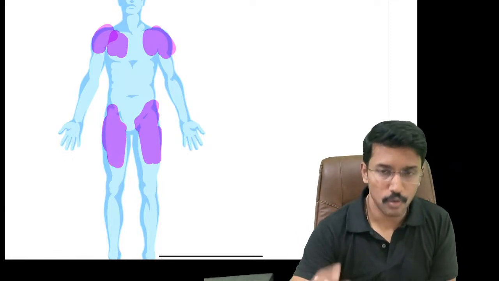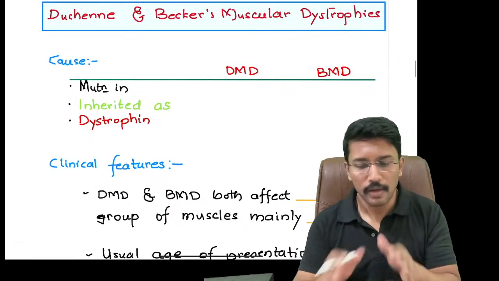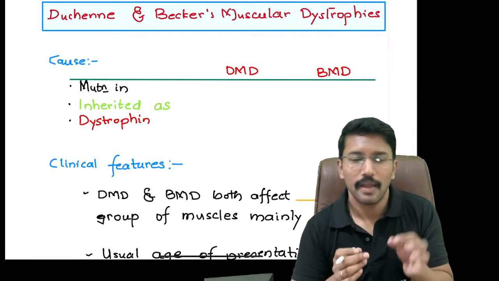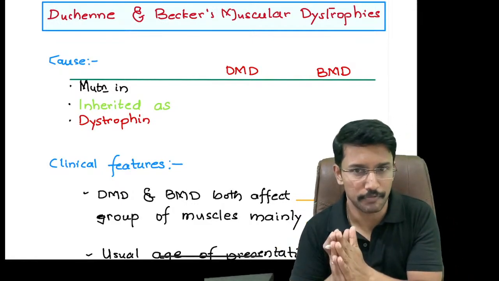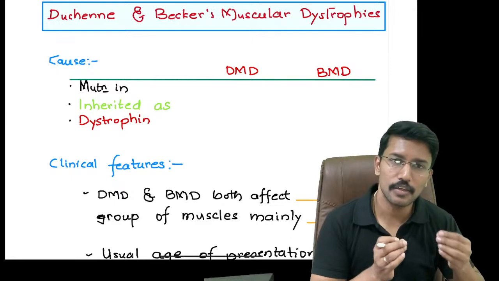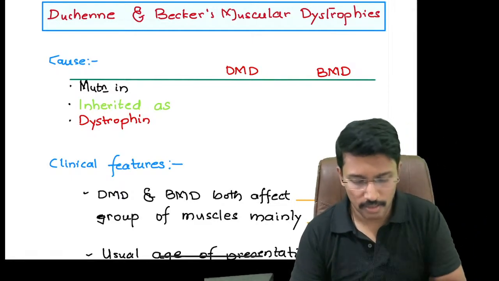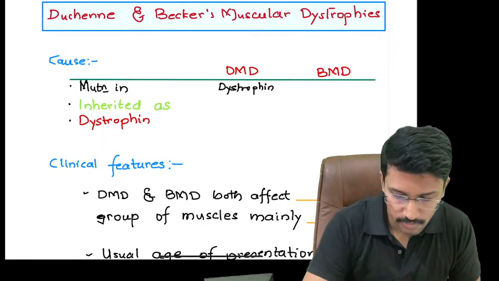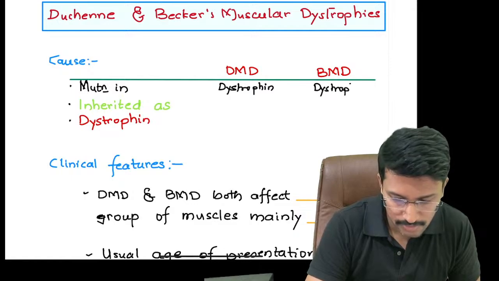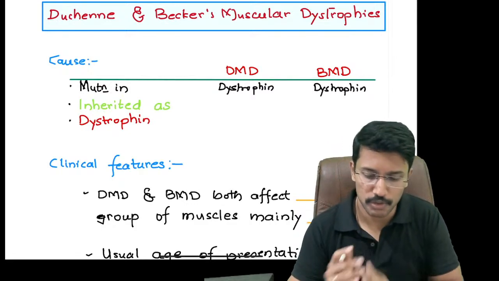So today we will study two important muscular dystrophies. One is Duchenne muscular dystrophy and the second one is Becker's muscular dystrophy. The good thing is both of them have a similar underlying pathology, but the presentation and the way the disease progresses are different. So first we will understand the cause. The mutation for DMD and BMD is the same. It is in a muscle protein called dystrophin. This mutation leads to Duchenne muscular dystrophy and Becker's muscular dystrophy.